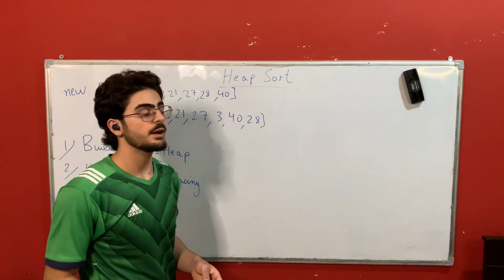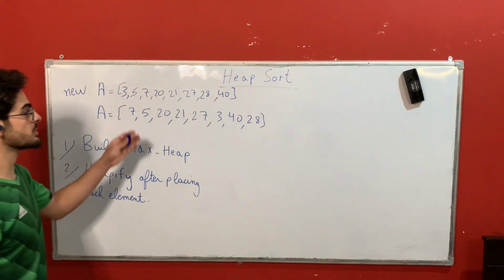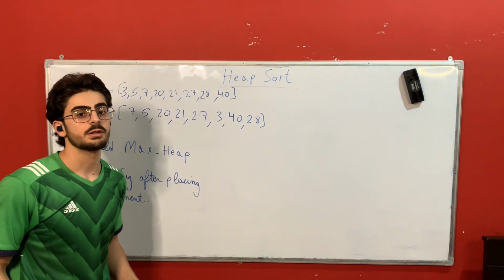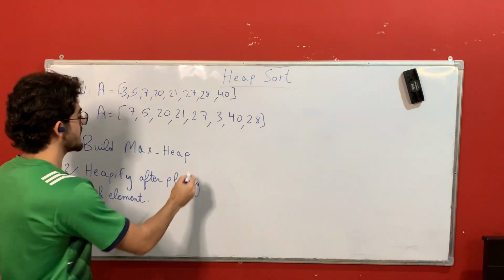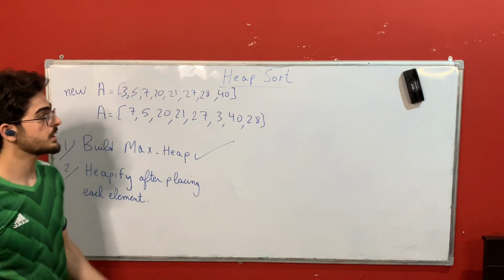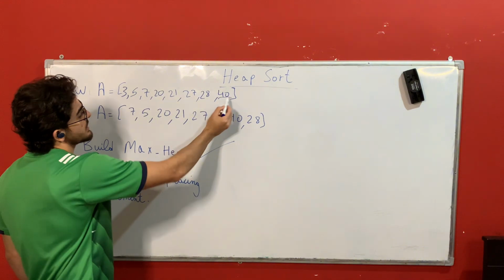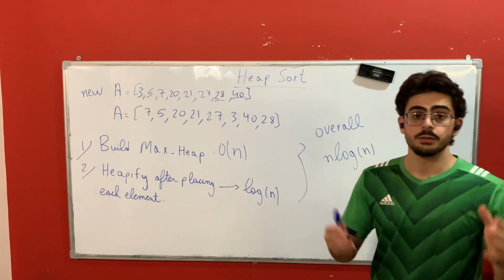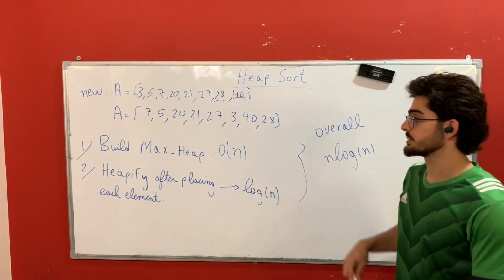After simulating the algorithm, we have sorted the array using heap sort. In particular, first building a max heap and then reheapifying after placing the greatest element at the end of the array. Now what about the time complexity of heap sort?